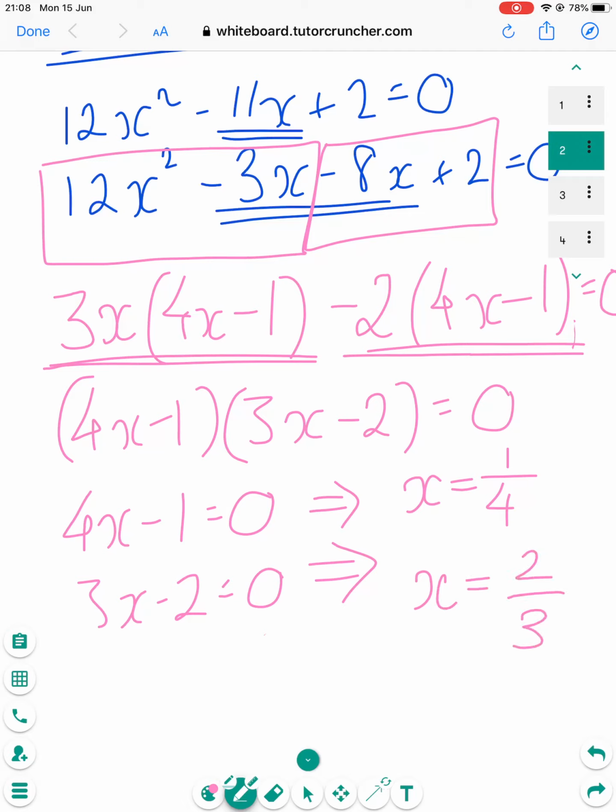Bob's your uncle, you've solved quadratic equations. So if you use this method, it is quite handy. And it works when the quadratic is simple, like in the first example, or even a bit trickier like in this one. So I hope this helps, and thank you for listening.